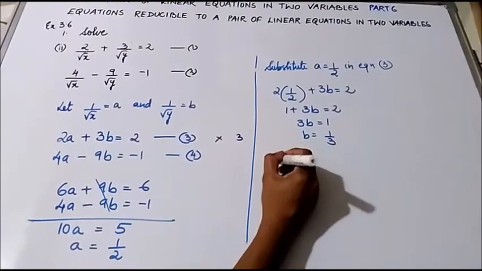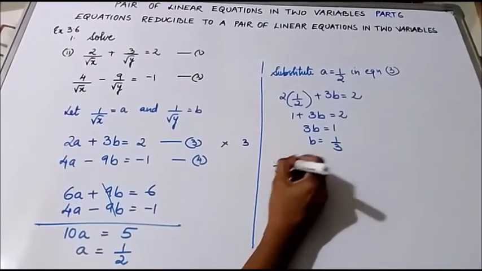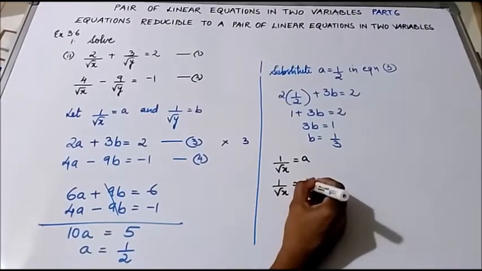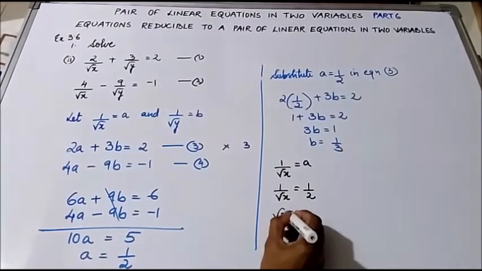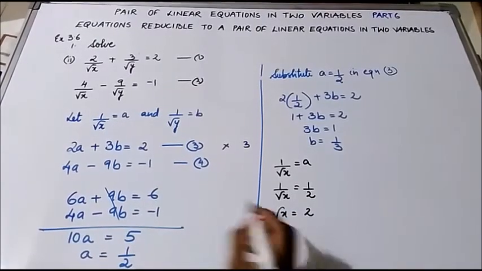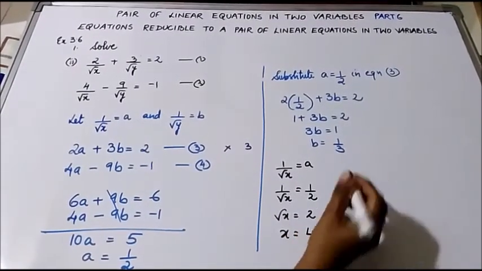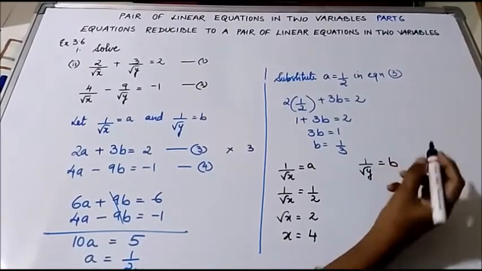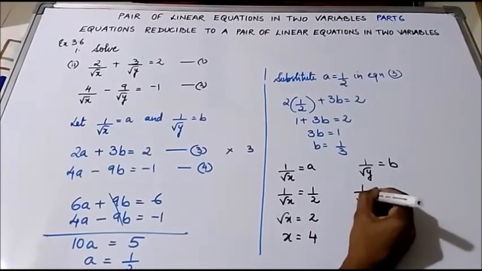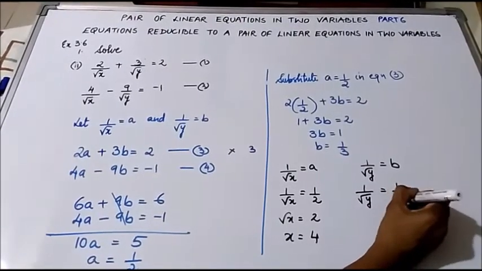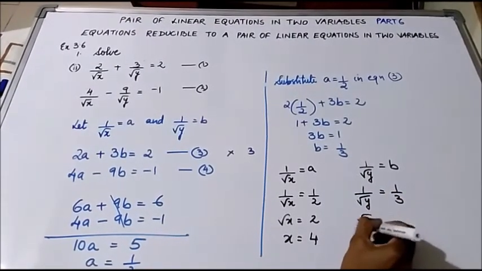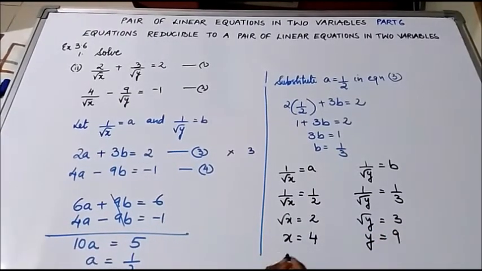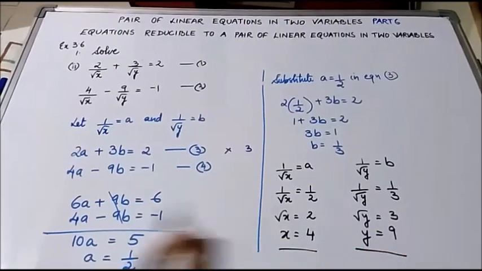Now we have assumed 1 by root x is equal to a. That is 1 by root x is equal to 1 by 2, root of x equal to 2. Square both the sides, you will get x equal to 4. In the same way, 1 by root y is equal to b. That is 1 by root y is equal to 1 by 3, that is root y is equal to 3. Square both the sides, you will get y is equal to 9. So solution is x equal to 4 and y is equal to 9.